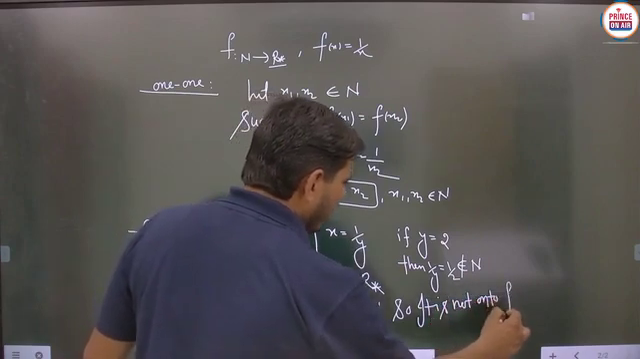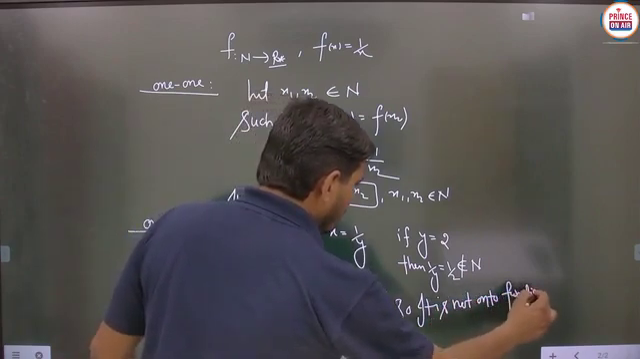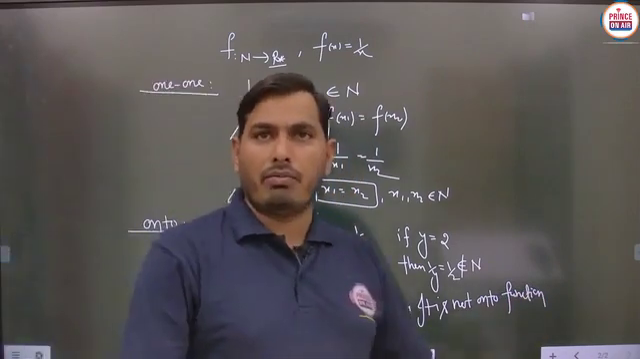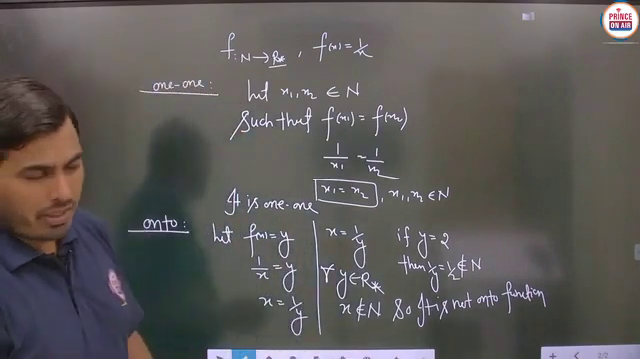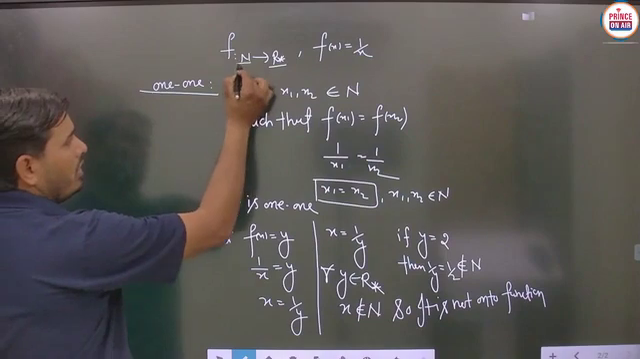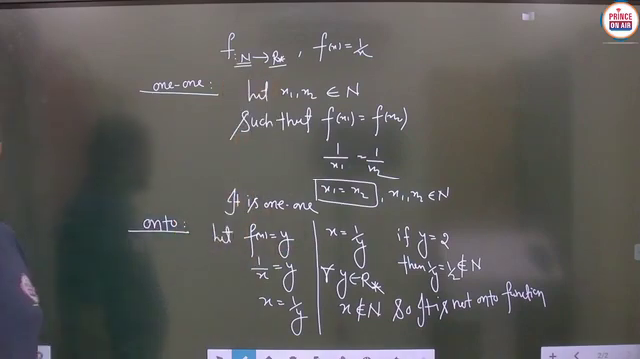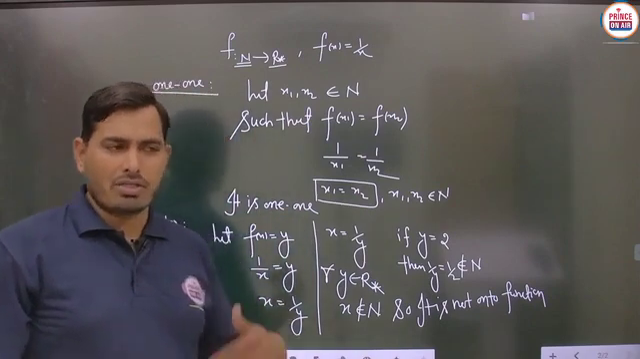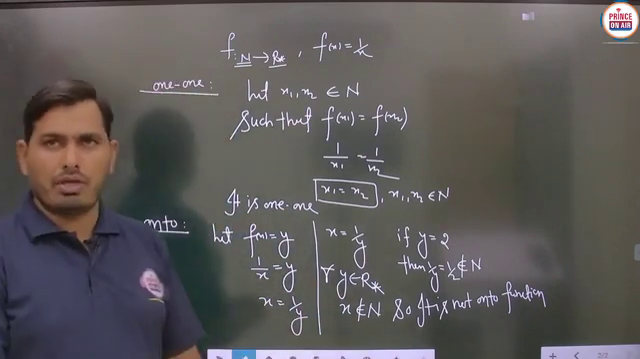Is it clear? So, students, if this function is not onto, then automatically it becomes an into function. Is it clear? Definitely, if we replace R star by the natural numbers, then what should be the result? The function will be one-one but not onto, and the function will automatically become into. Is it clear?